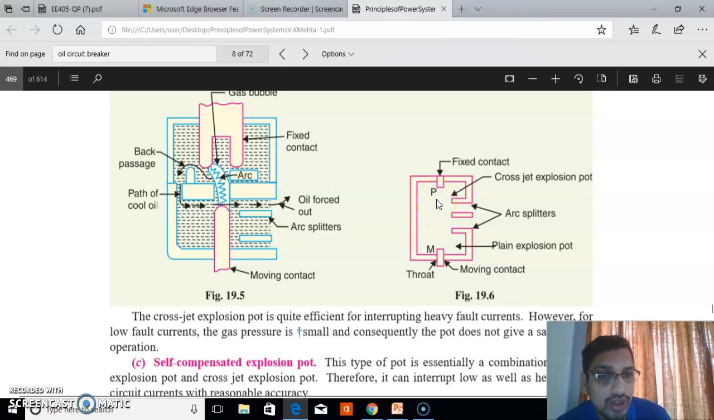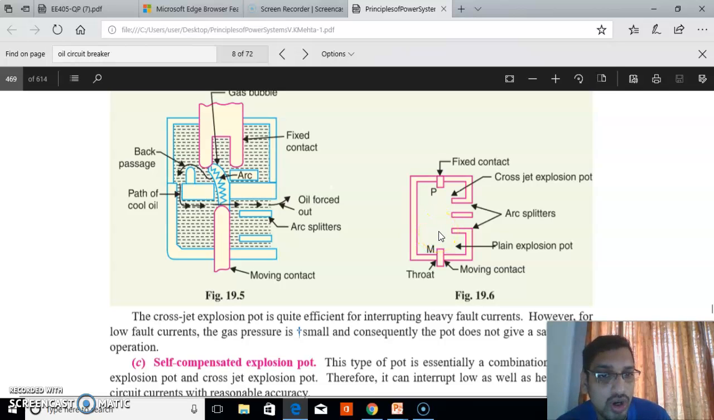Suppose the fault is very low. It is very difficult to create a high pressure of hydrogen gas due to the low fault. At that time, the moving contact moves downwards and out of the complete port. So that is the operation of the self-compensated explosion port. During a heavy fault, the moving contact moves up to the arc splitter, uncovers it, and eliminates the arc at this point.